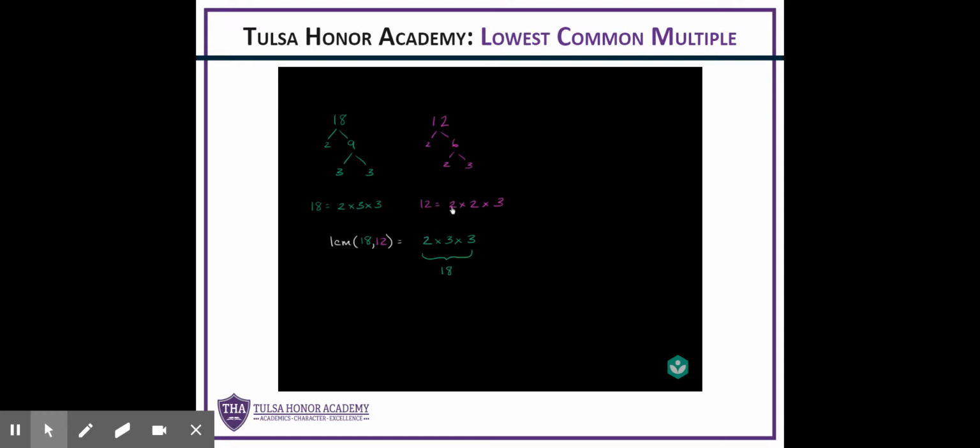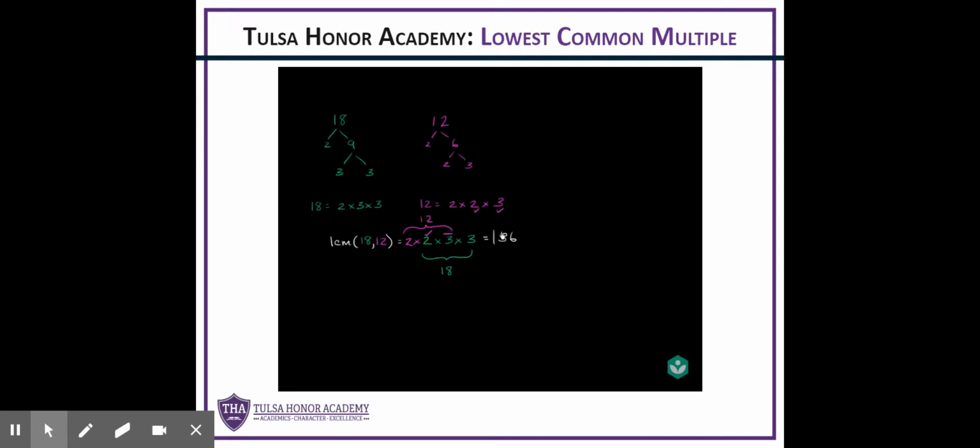And then for 12, we need two 2's and a 3. Well, we already have one 3, so our 3 is taken care of. We have one 2, so this 2 is taken care of. But we don't have two 2's, so we need another 2 here. So notice, this number now has a 2 times 2 times 3 in it, or a 12, and it has a 2 times 3 times 3, or an 18. So this right over here is the least common multiple of 18 and 12. If we multiply it out, 2 times 2 is 4, 4 times 3 is 12, 12 times 3 is equal to 36, and we are done.